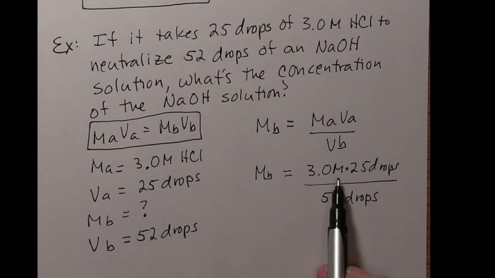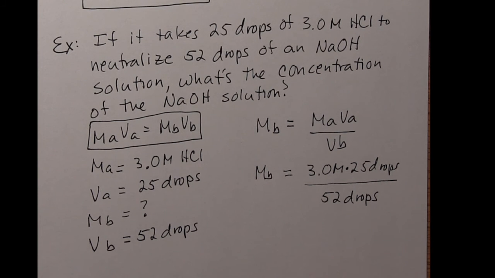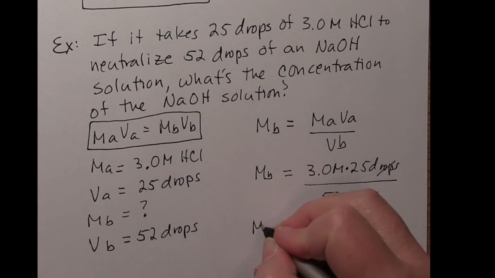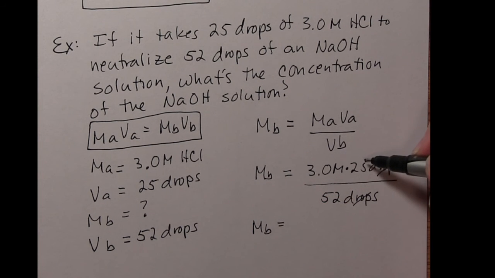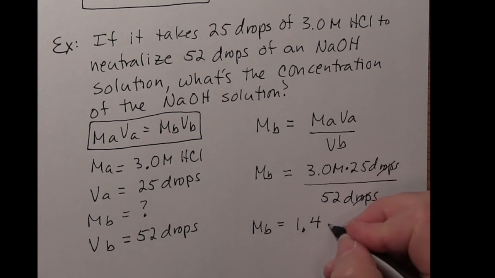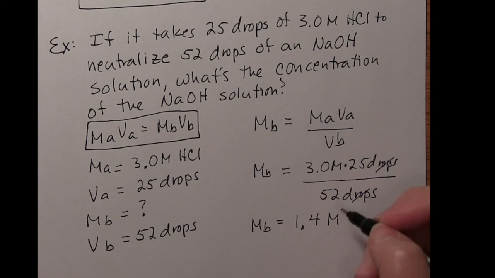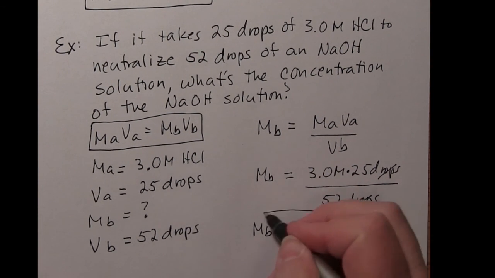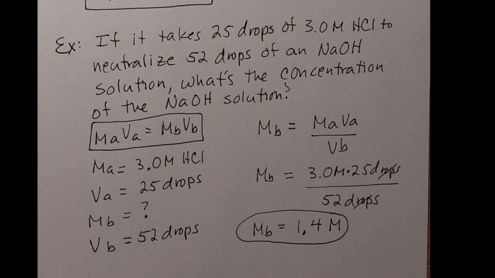Now notice I wrote the units here. I wrote molarity, drops, and drops. I will require that. That's the only way to make sure that you've done it right. Please don't just write down numbers, write the units as well. Because now you can see that the drops cancel out. The units that are left over are molarity, and that's what you want. So now you pick up your calculator and do 3 times 25 divided by 52. And your calculator will faithfully tell you 1.4, and that would be capital M, because that's the thing that's left. So that's your final answer, is molarity of that base is 1.4 molar.